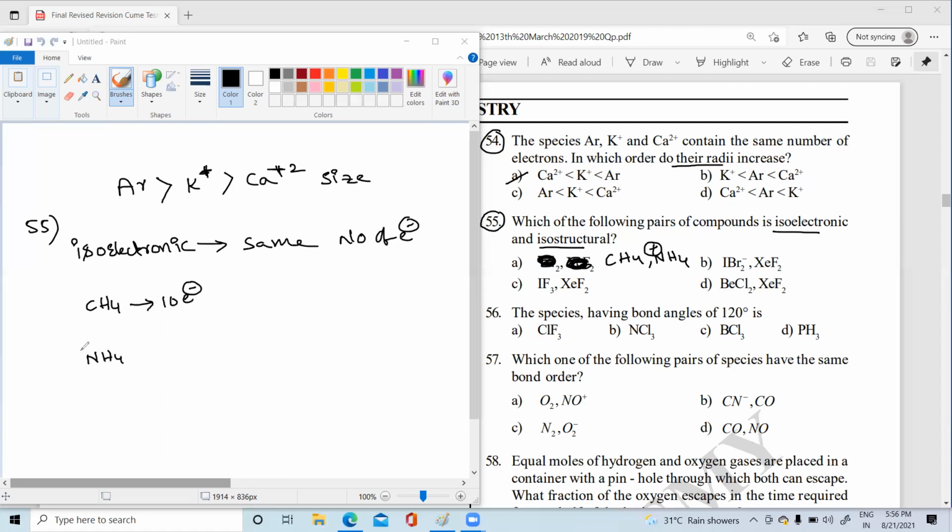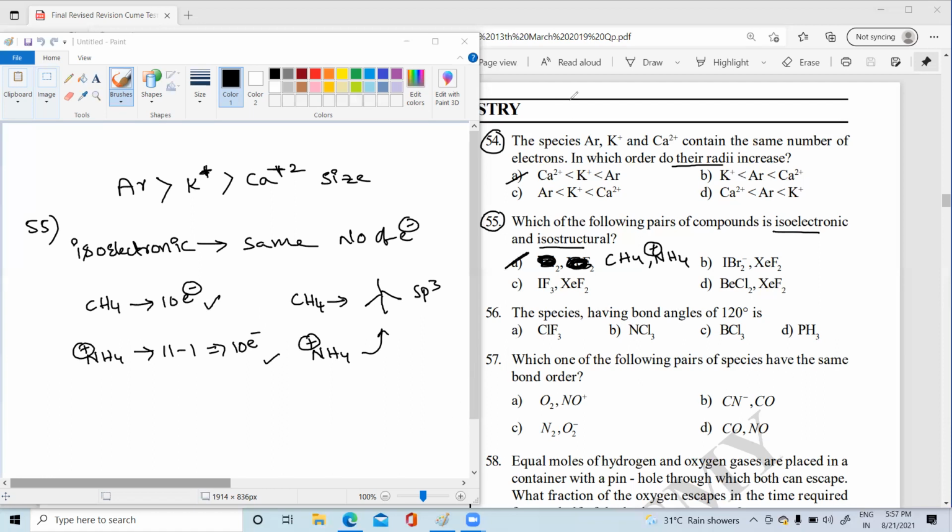also. NH4 plus: 11 minus 1, we will get 10, because a positive charge is there. So both cases have the same number of electrons. And CH4, what is the shape of CH4? It is tetrahedral shape, sp3 hybridization. And even for NH4 plus the same structure will come, tetrahedral as well as sp3 hybridization. So after checking, the answer should be A. A is the correct one.